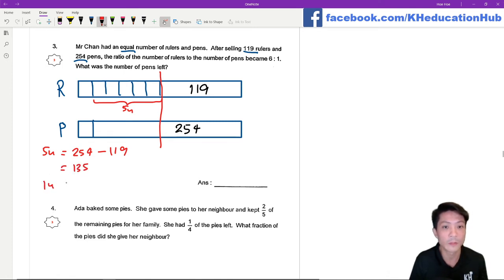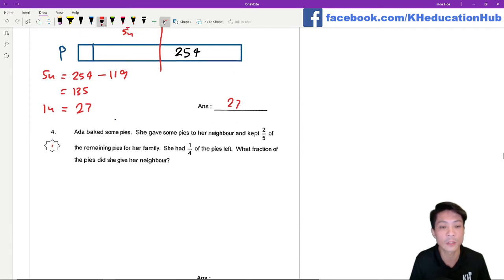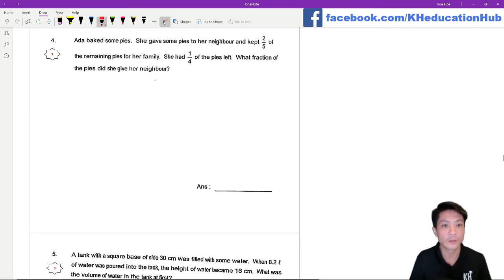Okay, so if I want to find what is 1 unit, which is the number of pen left, I just divide it by 5. Okay, I'm gonna get 37. What's the number of pen left? Yep, left is 1 unit, right? Okay. Did I make any mistake? No, I don't think so. Move on to question 4.